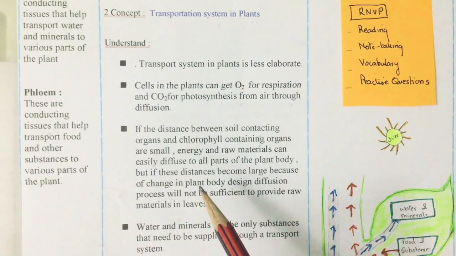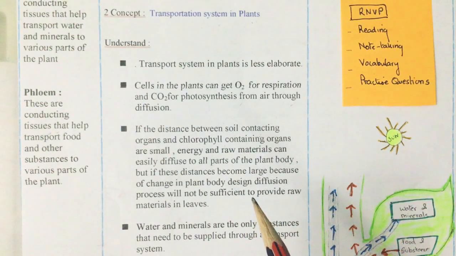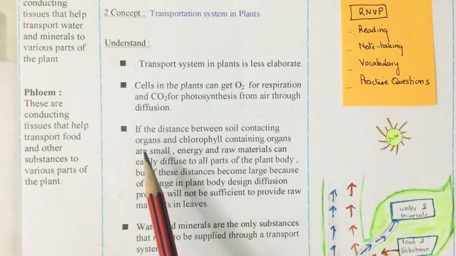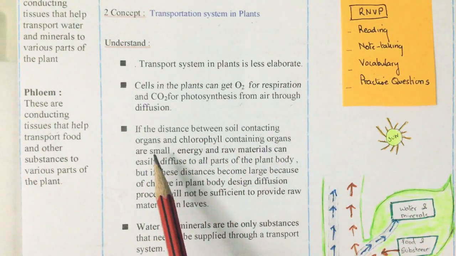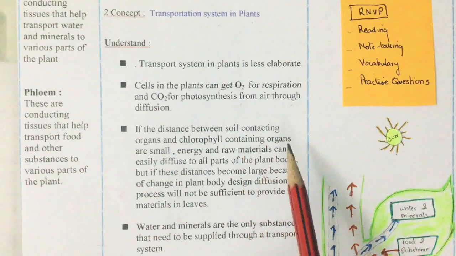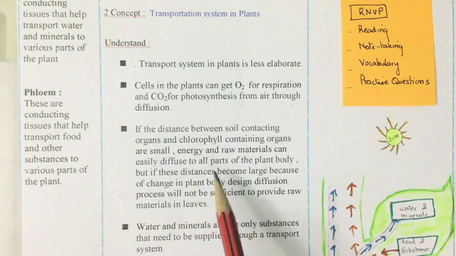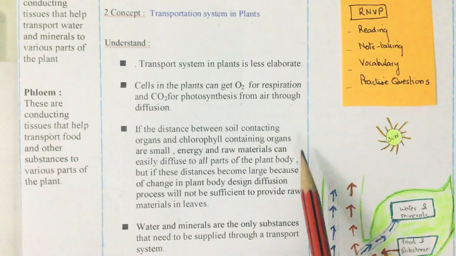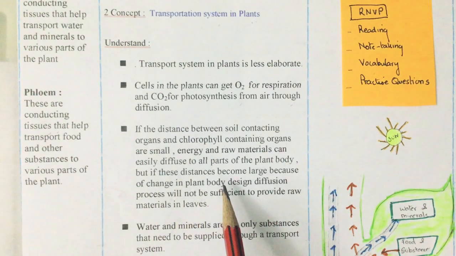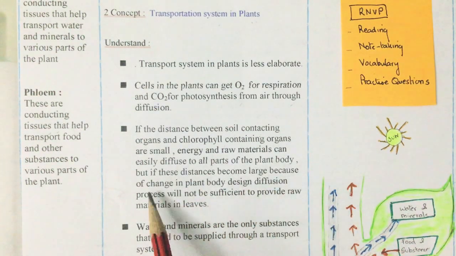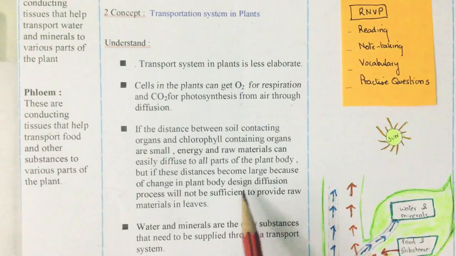Now, the question arises, how do they get other raw materials? For this, we have to understand, if the distance between the soil contacting organs and the chlorophyll containing organs are small, energy and raw materials can easily diffuse to all parts of the plant body. It is very obvious. But if these distances become larger because of change in plant body design, that is the plant grows, right, diffusion process will not be sufficient to provide raw materials to leaves.